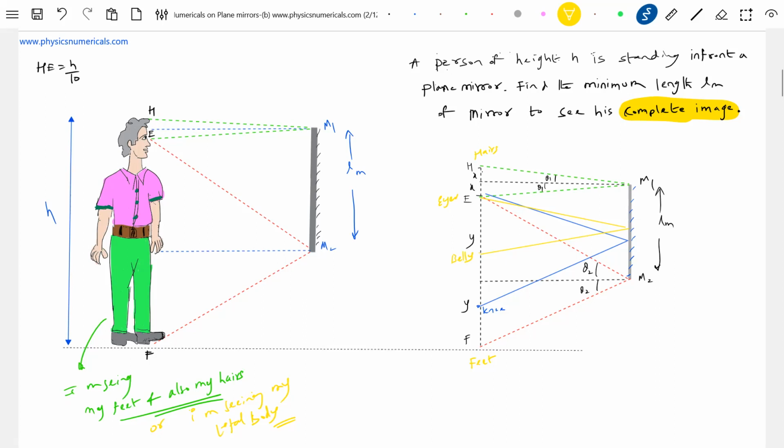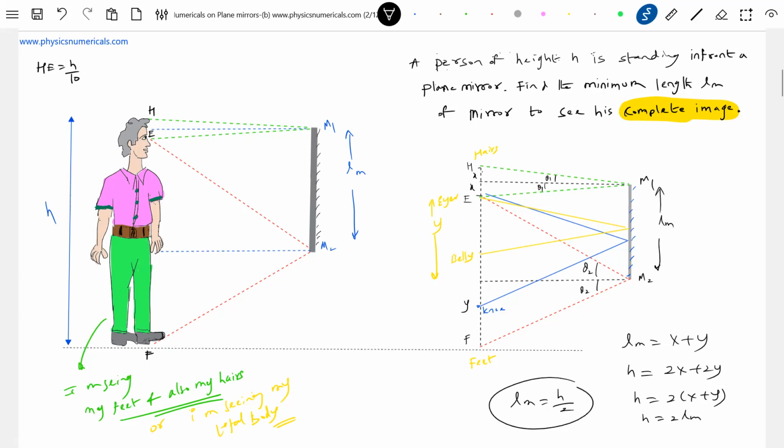Now let's get into the mathematics. This distance is x, this is y. So x plus y should be equal to lm, looking at this triangle. So what is the length of the mirror needed? What is the height of the person? 2x plus 2y. Therefore, this is the minimum length.